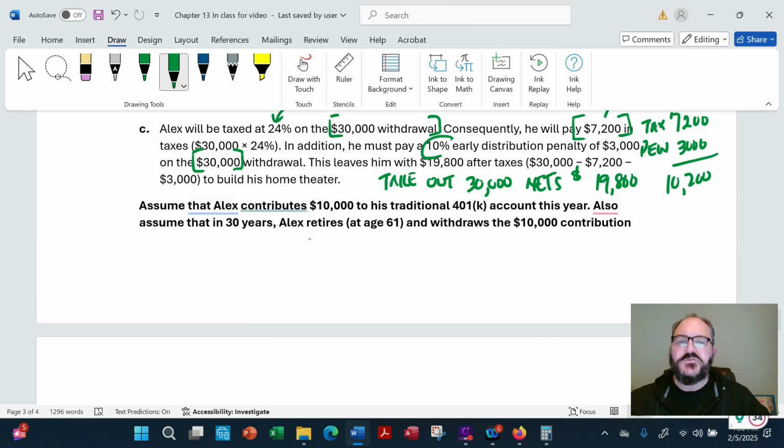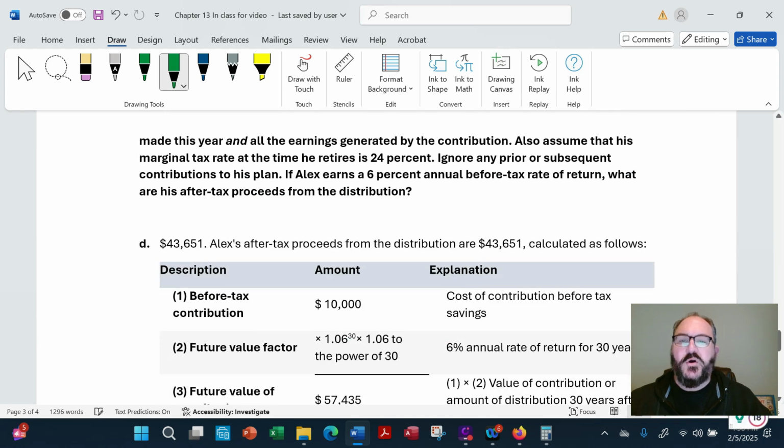It says here Alex contributes $10,000 to his 401k. And 30 years from now, he's going to retire at age 61. He withdraws the $10,000 contribution made this year and all the earnings generated. Assume that his marginal tax rate is 24%. If he earns 6% annual before tax rate, what are the after-tax proceeds of his distribution? So they want to know after-tax proceeds.